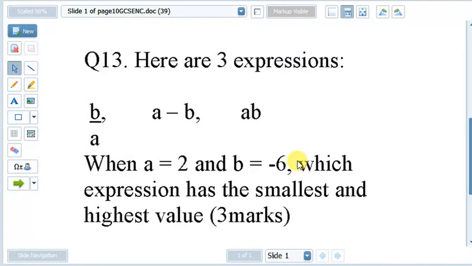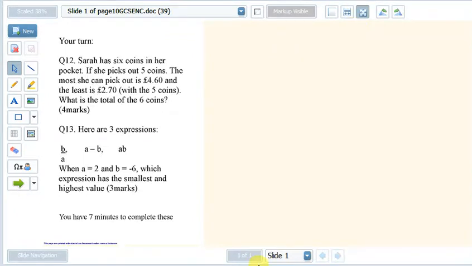Question 13. Here are 3 expressions: b over a, minus b, and ab. When a is 2 and b equals -6, which expression has the smallest and highest values? I've given you 7 minutes to complete these 2 questions. So if you just write out the questions and then have a go at completing them. Okay, good luck.